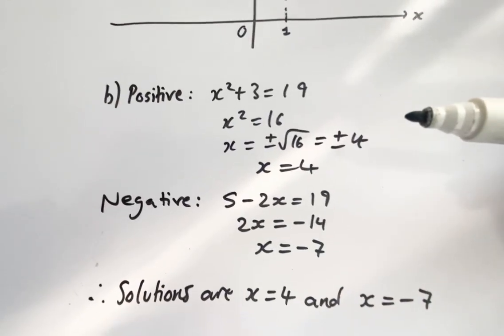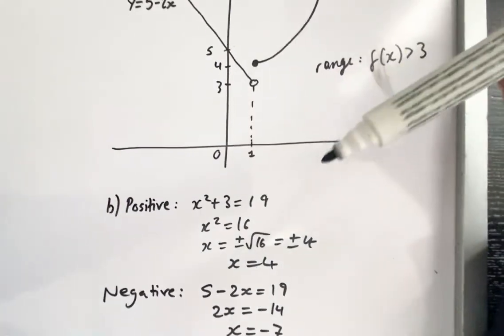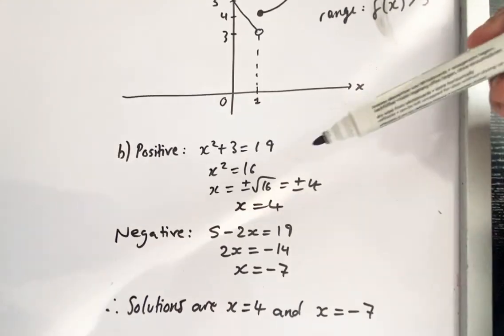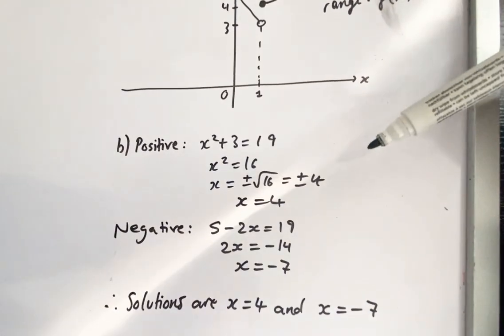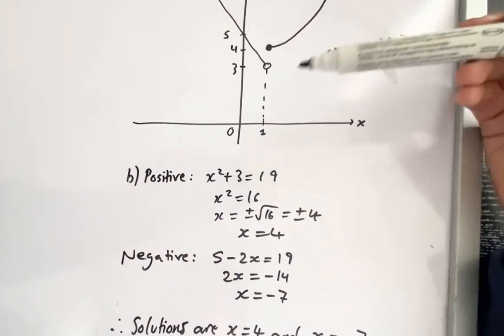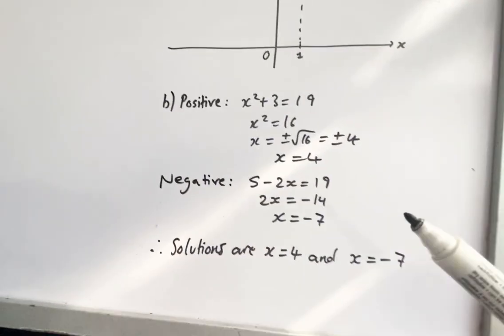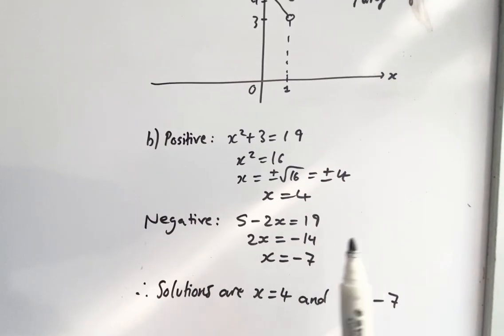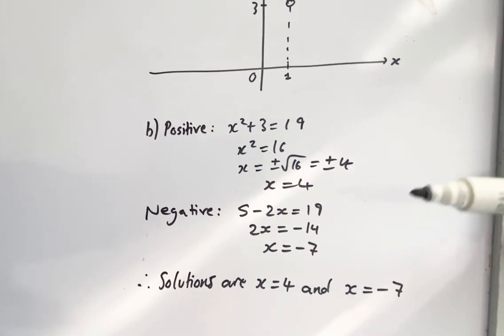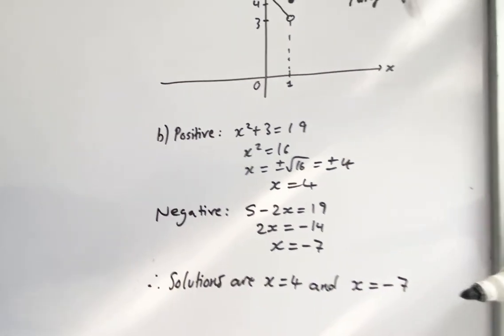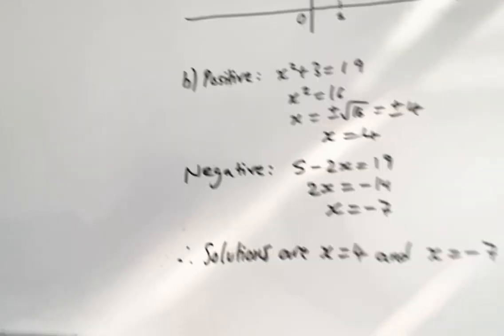For the positive solution, for x squared plus 3 is 19, we get x squared equals 16, so x equals plus minus 4, but x equals 4 because it's positive. And for the negative side, we have 5 minus 2x equals 19, so 2x equals minus 14 and x is minus 7. So the solutions are x equals 4 and x equals minus 7.